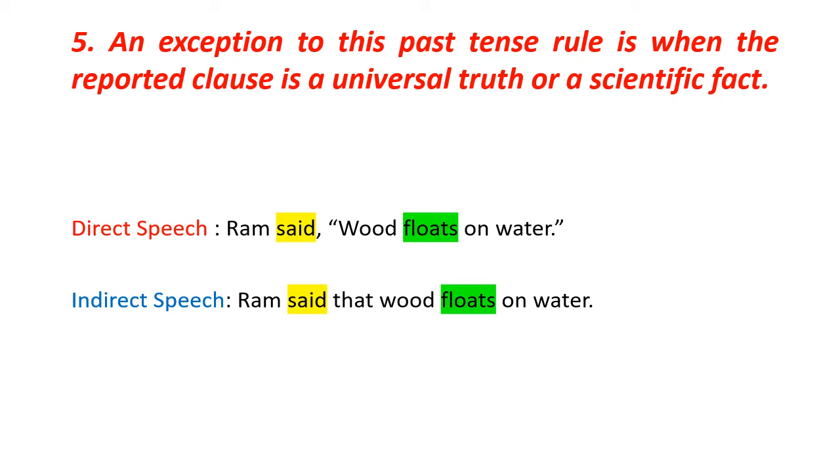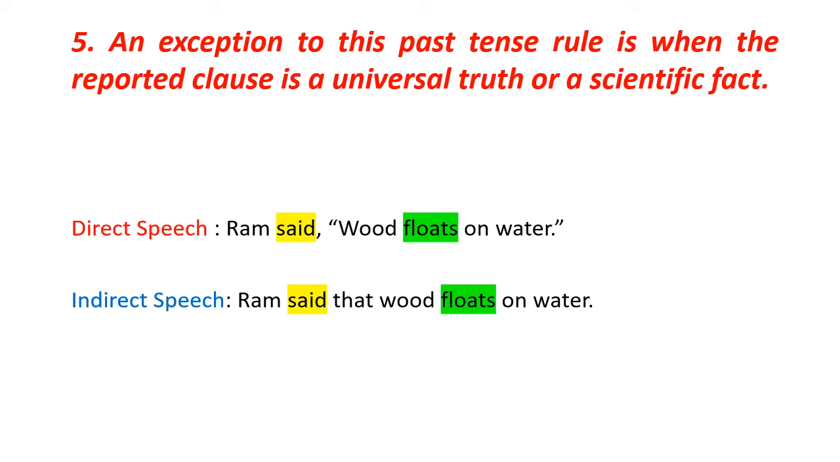Fifth one, an exemption to this past tense rule is when the reported clause is a universal truth or a scientific fact. Here, this is an exemption. Where can we give an exemption to these rules? Yes, when the reported clause is a universal truth or a scientific fact. Let's see one example here. Ram said, "Wood floats on water." This is a scientific fact.